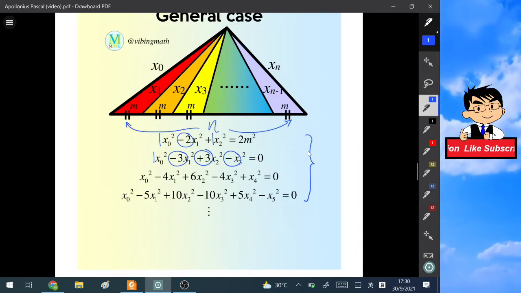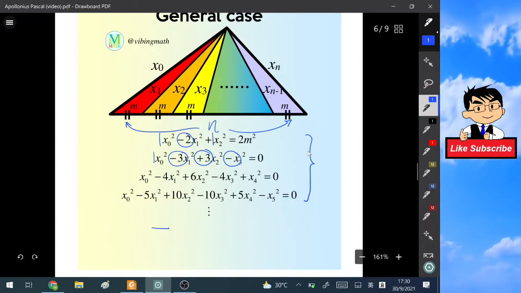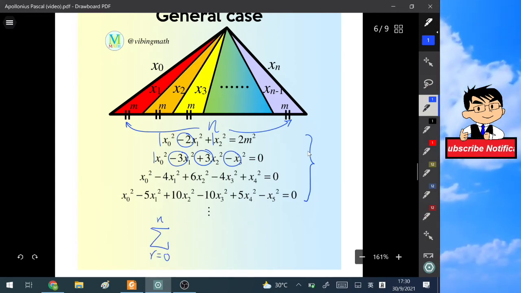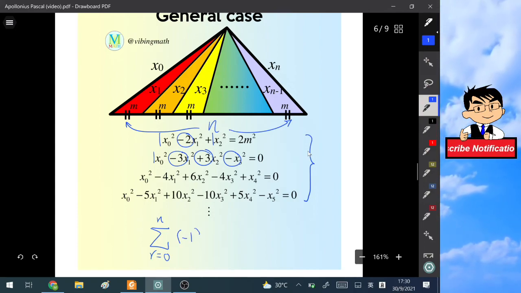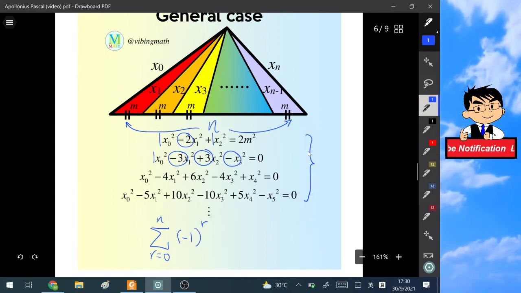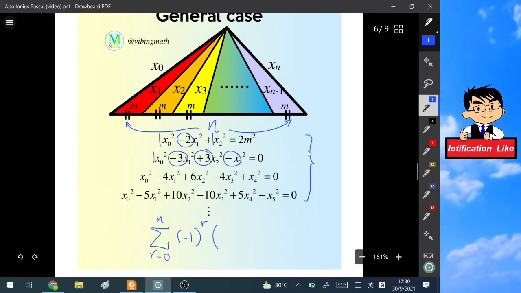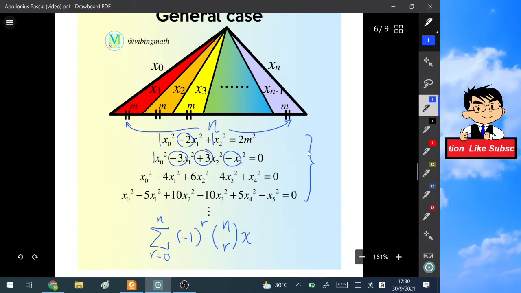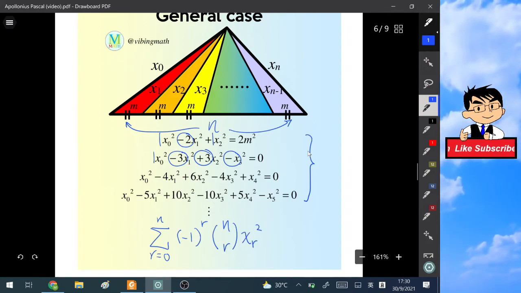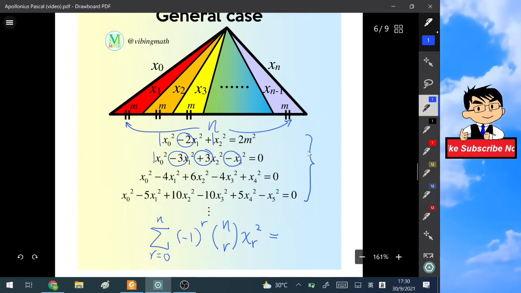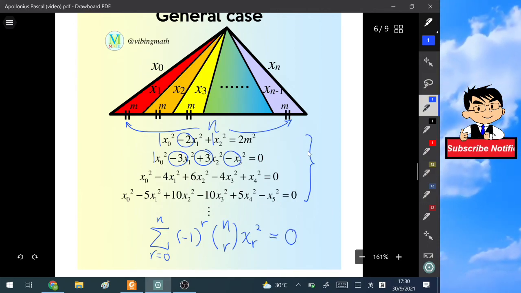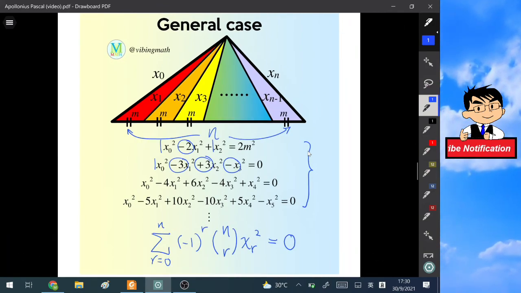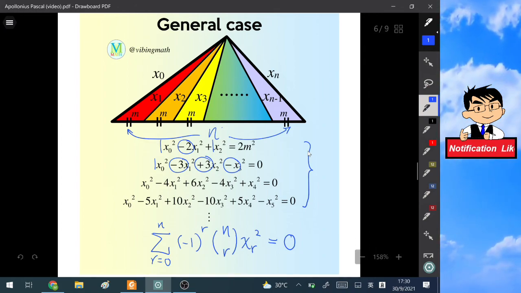relationship between the sides. So we can do it like the summation from r equals 0 to r equals n, and we have the negative 1 to the power of r, and then we have the binomial coefficient nCr, times the x sub r, we take whole square, and this expression is equal to 0. And this is what we can observe in the Apollonius theorem if we divide the triangle into n parts in the space.